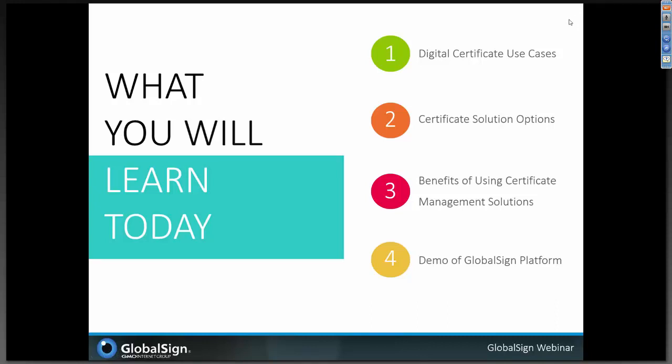One of the things we wanted to go over here is what we're going to cover today. Primarily, we're going to cover different use cases for digital certificates. We're going to talk a little bit about the certificate solution options that are available to you across the GlobalSign product set. And we're going to talk about some of the benefits of using a certificate management solution, as well as dive into our platform, the GlobalSign Certificate Center, and take you through a high-level walkthrough of how easy it is to use a certificate management solution.